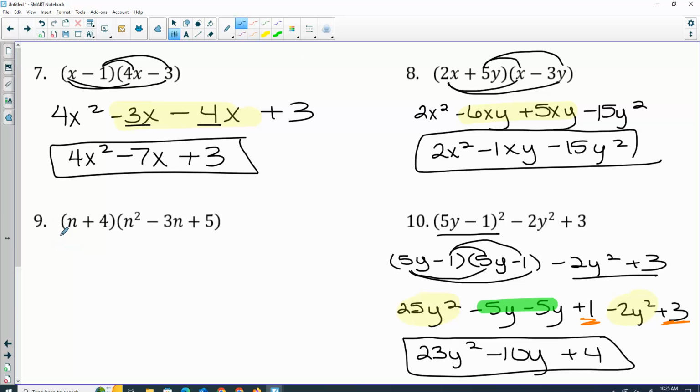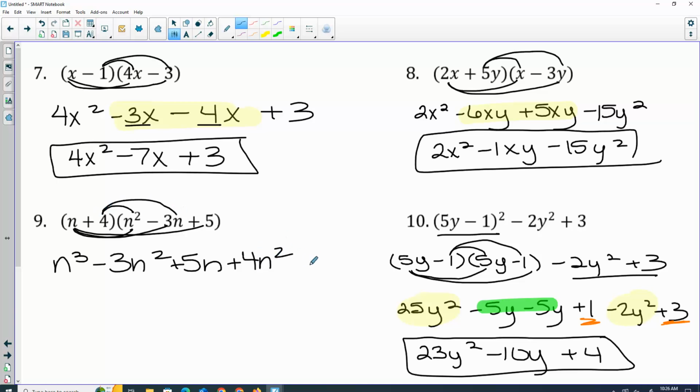Jetta, tell me what I would do first on number 9. So Blair, n times n squared. N to the 3rd. Holden, n times negative 3n. Negative 3n squared. Kylie, have I picked on you yet? Yeah. Gabe, n times 5. 5n. Keaton, 4 times n squared. Positive 4n squared. Noah, 4 times negative 3n. Negative 12n. And 4 times 5 is 20.